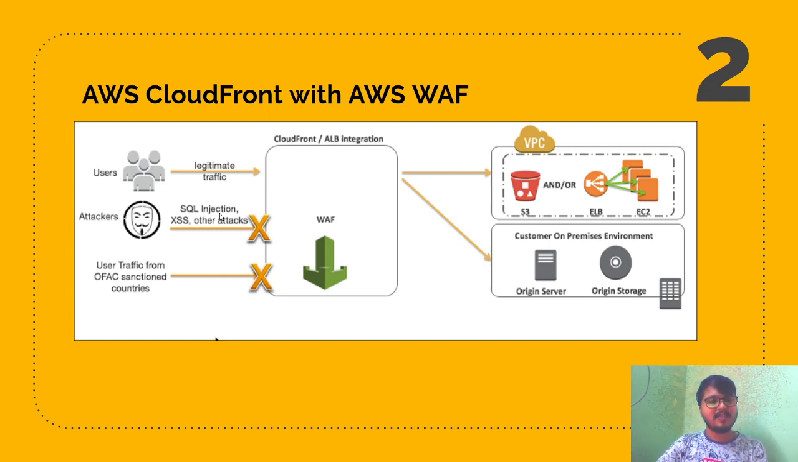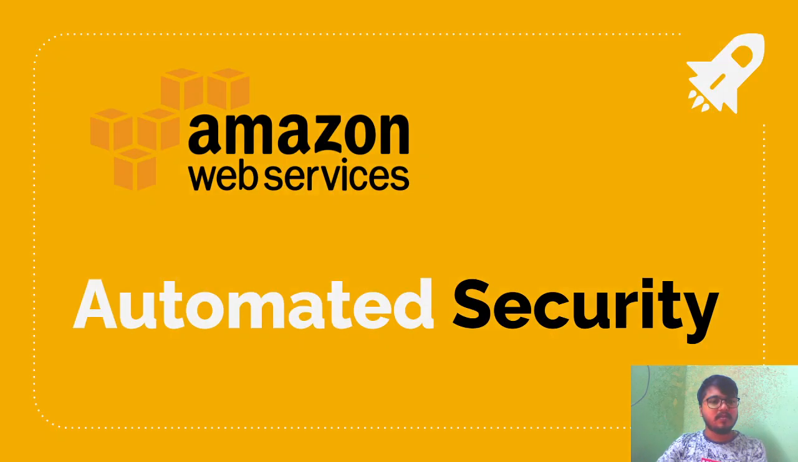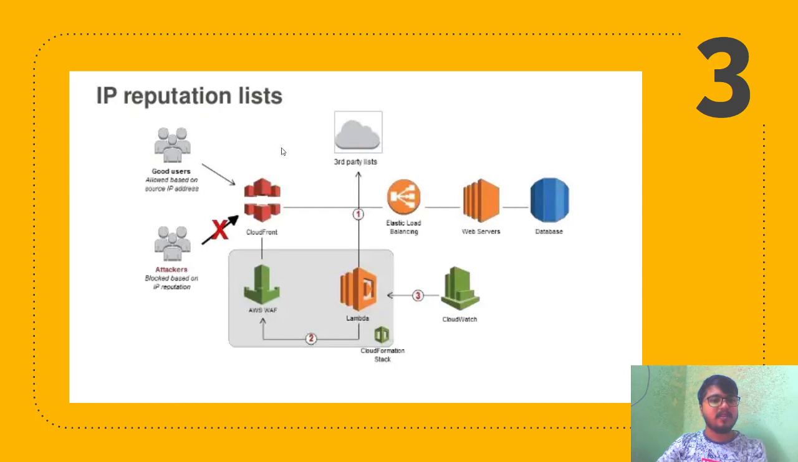By this diagram you can know that AWF protects our server, in which basically in AWS we can go with the EC2, the elastic load balancer, or the S3, or the RDS database. It protects everything. Now coming to the IP reputation list.